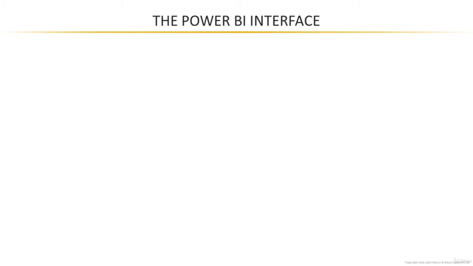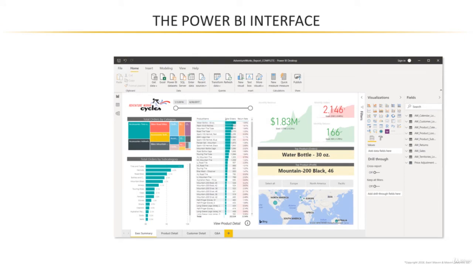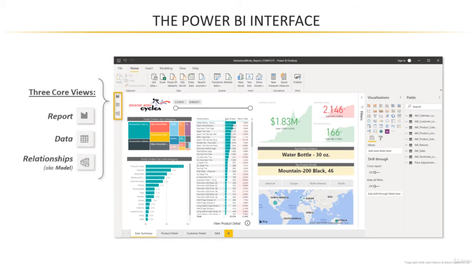Let's talk about the Power BI interface and workflow. So when you open up a Power BI desktop file, it'll look something like this. We're going to dive into each of the specific menus and panes and options here as we move through the course. But what's important to pay attention to now is this set of three icons on the left side of the screen. These are your three core views that represent the entire Power BI universe. You've got your report view, your data view, and your relationships view.